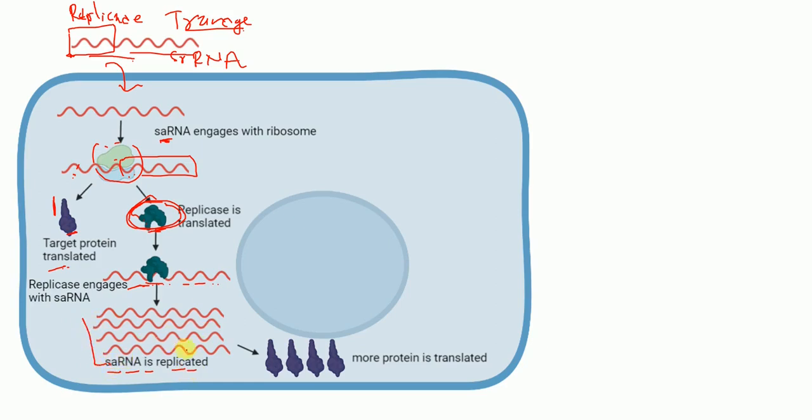So when we have more self-amplifying RNA, that will lead to more production of our target protein.